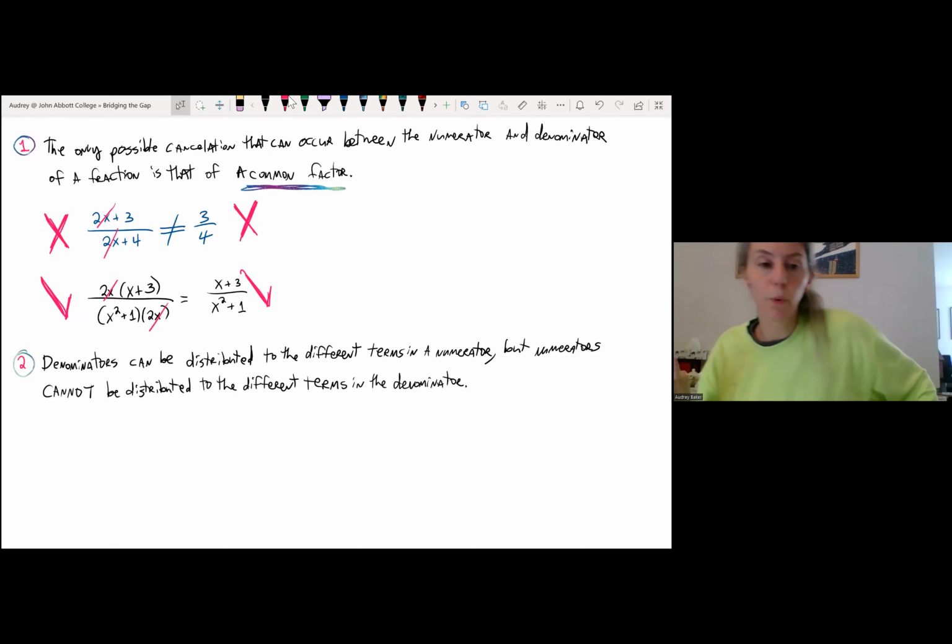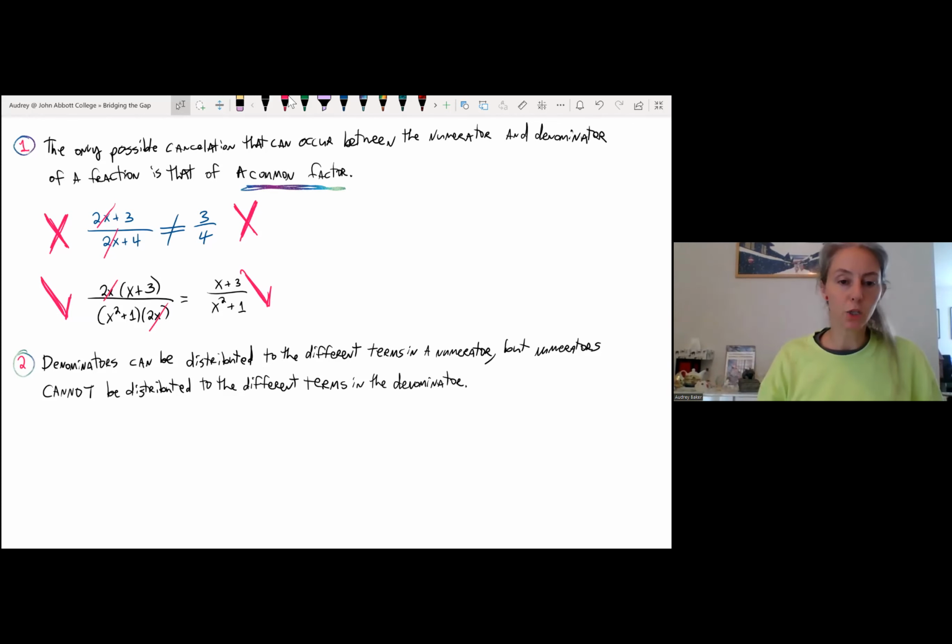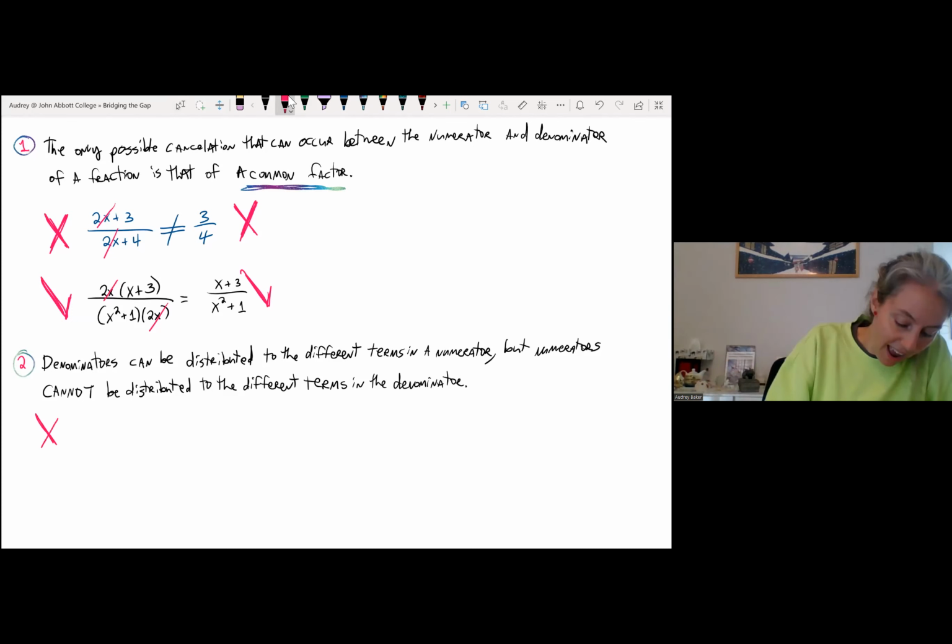The next thing that it's important to know is that denominators can be distributed to the different terms in a numerator, but numerators cannot be distributed to the different terms in the denominator. Now remember, terms are separated by addition or subtraction. So what that means is we cannot do something like this. If I have the square root of x over x squared plus 2x plus 1.